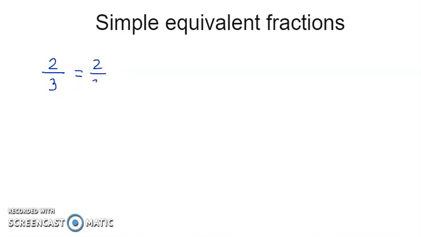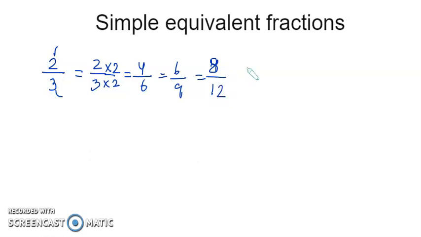Multiply 2 by 3 by the same digit. Suppose I am multiplying by 2 and I get 4 by 6. Then if I multiply by 3, 2 times 3 is 6 and 3 times 3 is 9, so 6 by 9. And then 2 4s are 8 and 3 4s are 12. 2 5s are 10, 3 5s are 15. So these are all equivalent fractions.